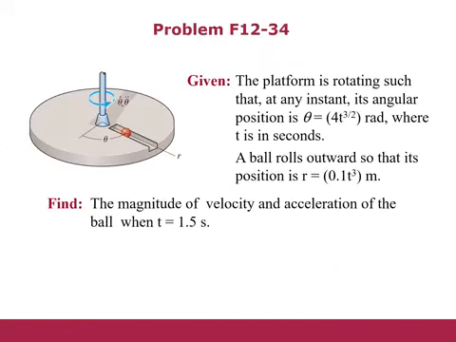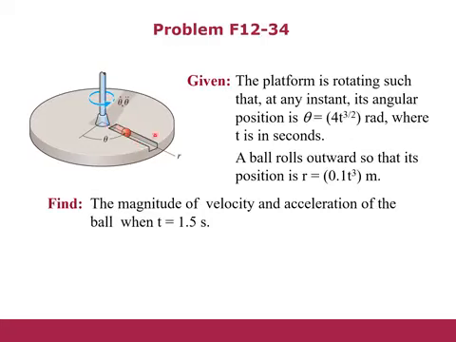Okay, let's solve a problem related to the cylindrical coordinate system. This is problem F12-34, and in this problem you can see a platform in which there is a slot with a ball in it. Suppose that when this platform rotates, the ball rolls out from that disc or platform.